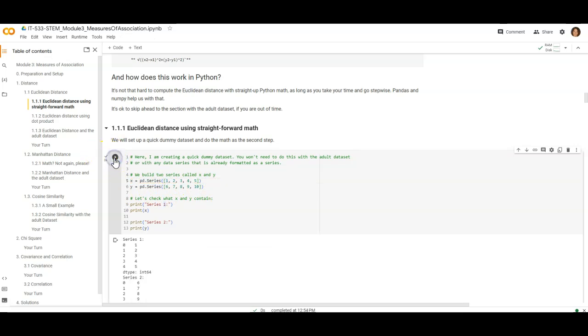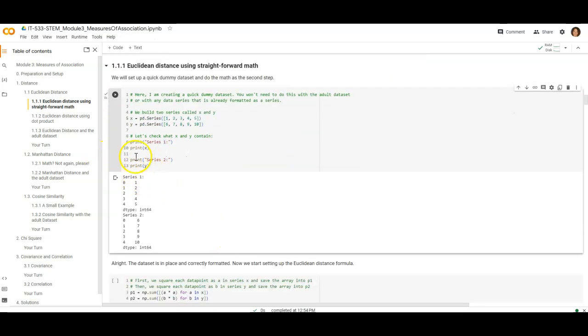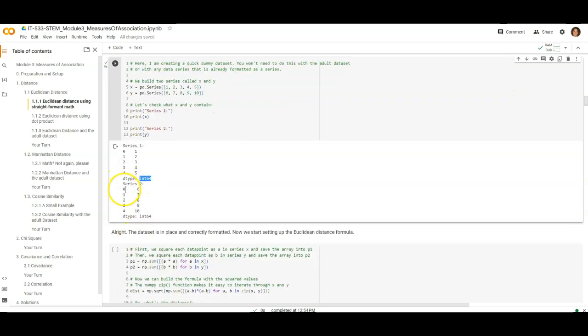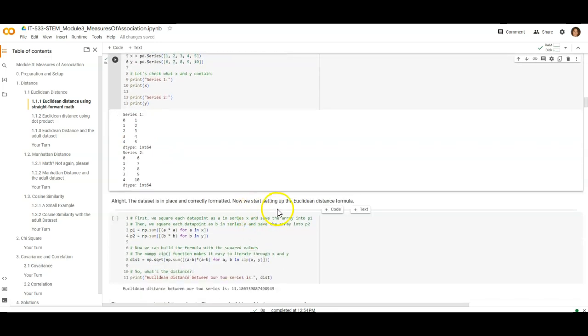So we're going to double check what these 2 series here, these 2 vectors, contain. And we see they're in int64 data type. And index here is 0, 1, 2, 3, 4. Value is 1, 2, 3, 4, 5. Index of series number 2 is 0, 1, 2, 3, 4. And the values are 6, 7, 8, 9, 10. Looks legit. All right, so now we can start setting up the Euclidean distance formula.